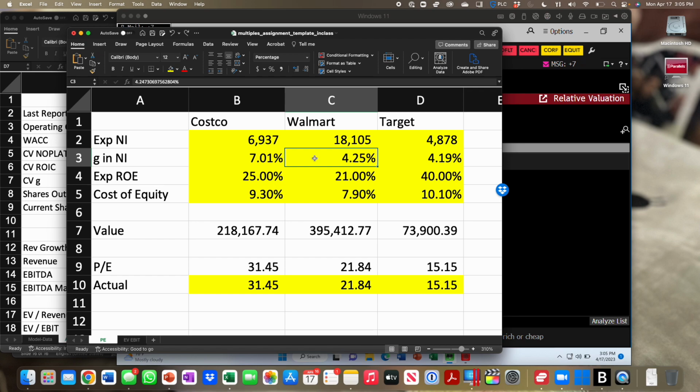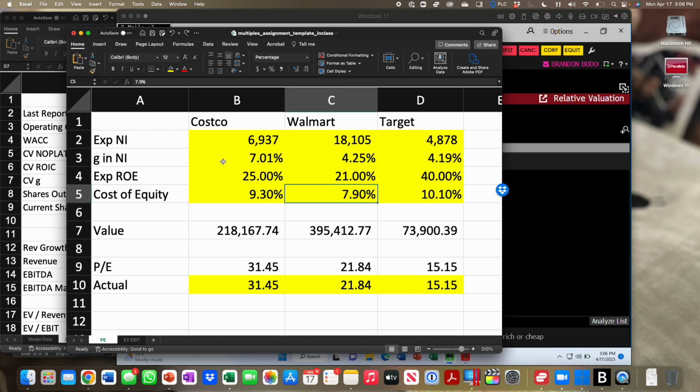Except there's one more thing at work here, and this is the part that people often skip. Costco has more risk than Walmart. Their cost of equity is 9.3%. Walmart is 7.9%. All right? I want to show you something. The difference between 9.3 and 7.9 is 1.4.